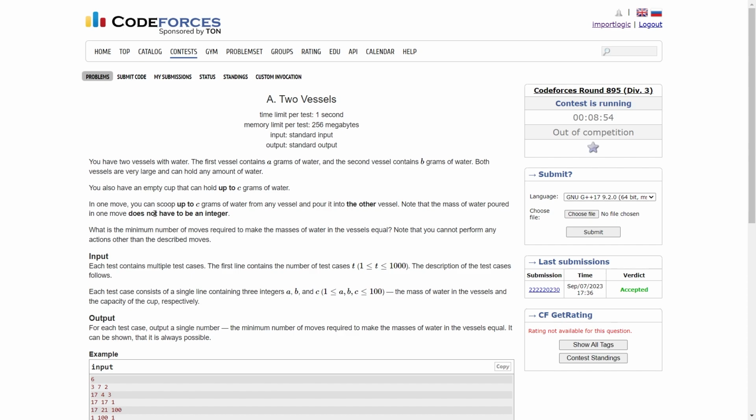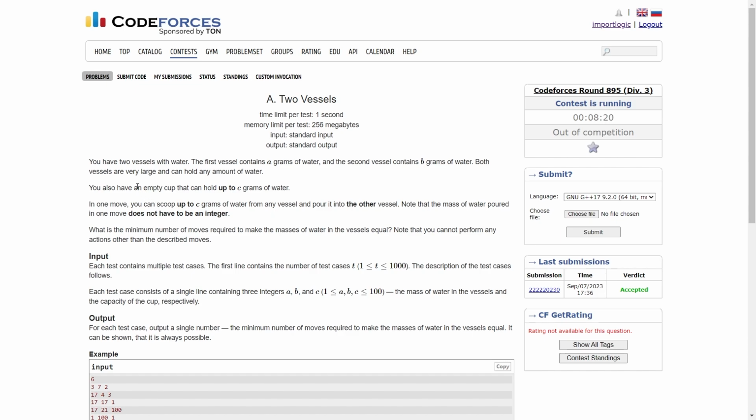So the first problem is very straightforward. It says that we have been given 2 different vessels. The first one contains A grams of water and the second one contains B grams of water. And we also have an empty cup to store up to C grams of water. Now both of the vessels have unlimited capacity. This A and B only denotes the current water present in that particular vessel.